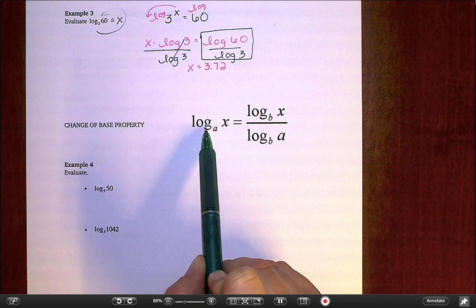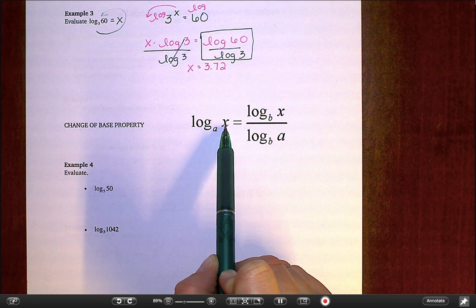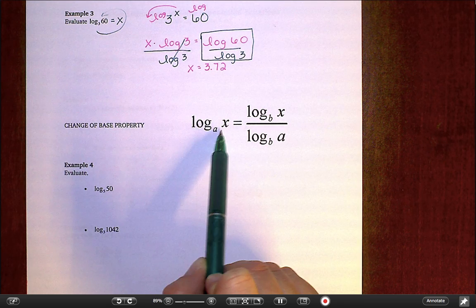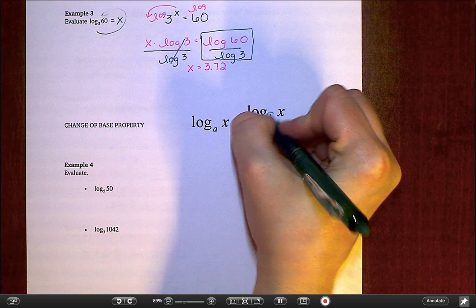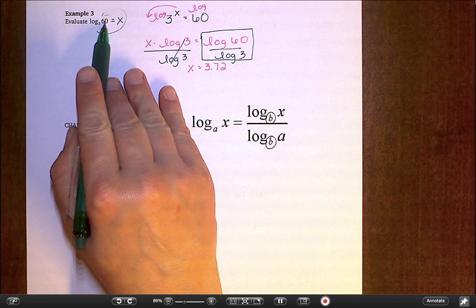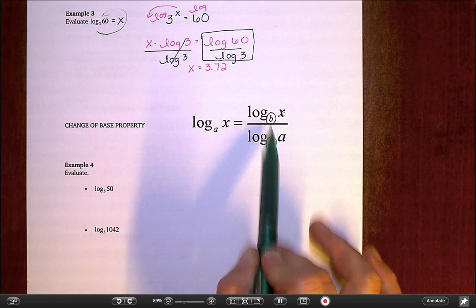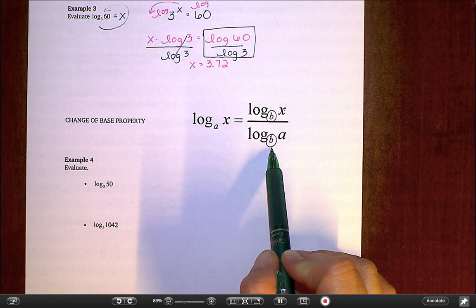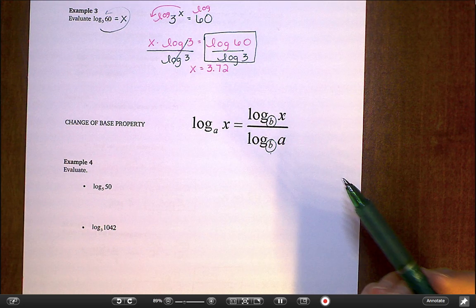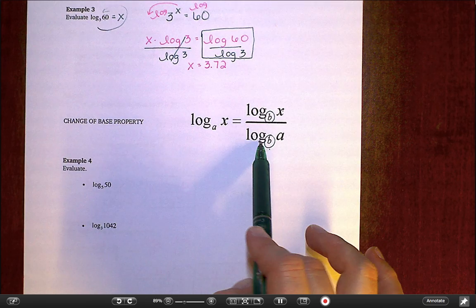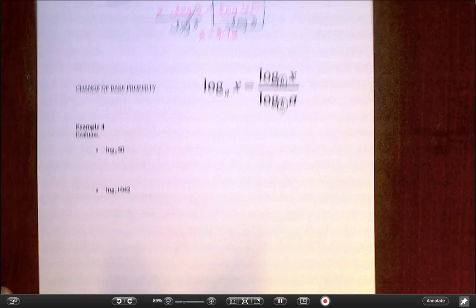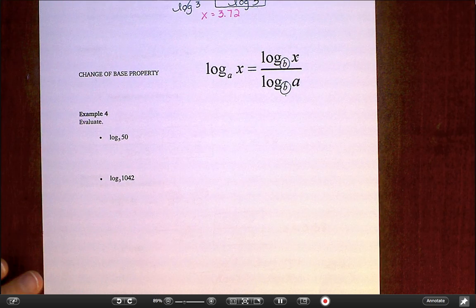And it's saying if you're trying to do log base a of x, you can do the log of x divided by the log of a using any base you want. So this b here, notice it again, it's x over a, just like here it was 60 over 3. This b means you could use any base that you wanted. Again, we're choosing the common log because that's a base that our calculator can handle. So we're always going to do common logs for this change of base, even though mathematically you could do anything you wanted.